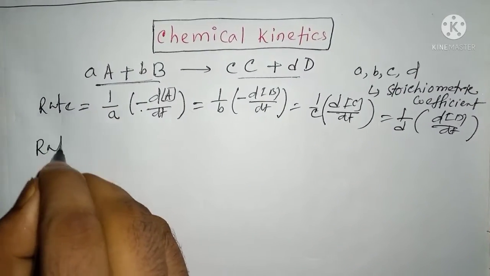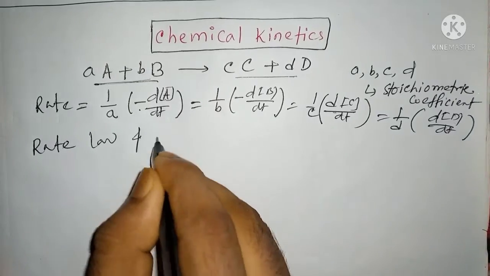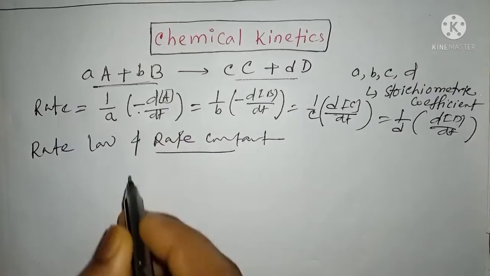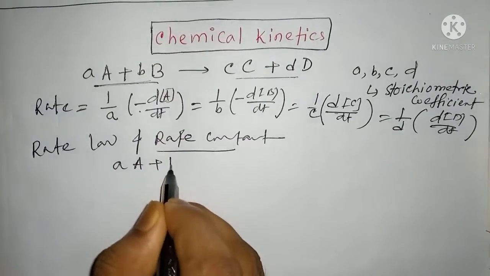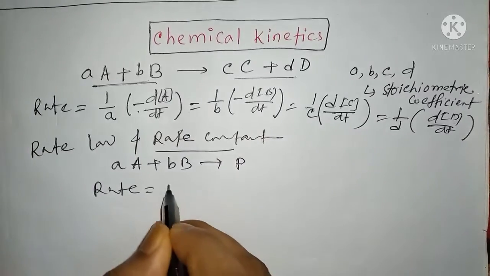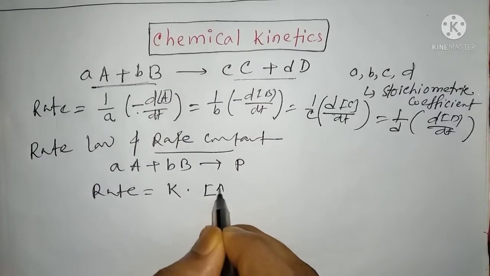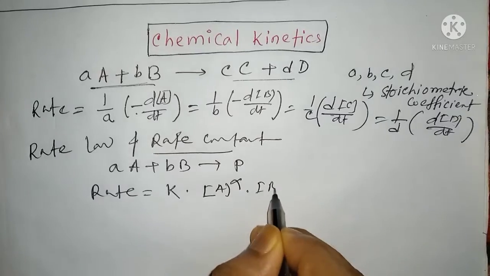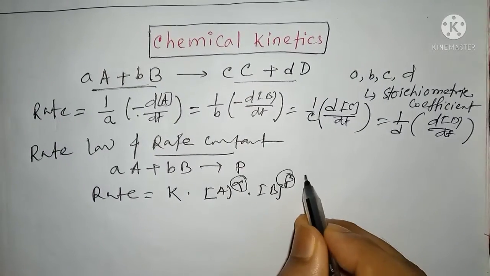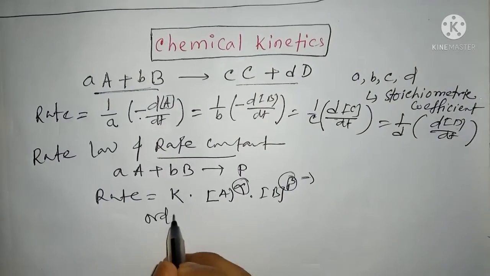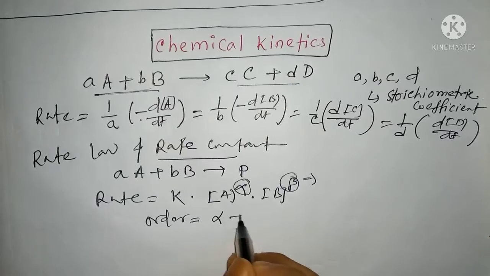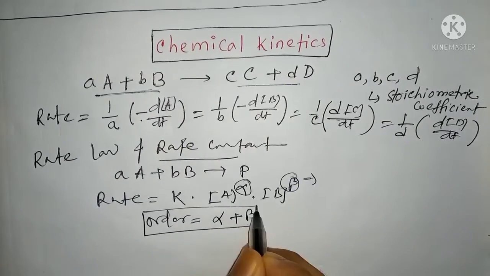Now another, this is the rate law and rate constant relation. Now a reaction aA plus bB to product. Now rate equals rate constant times [A] to the power alpha times [B] to the power beta, where alpha and beta are experimental quantities. So the order equals the sum of the powers, alpha plus beta. So order equals alpha plus beta.